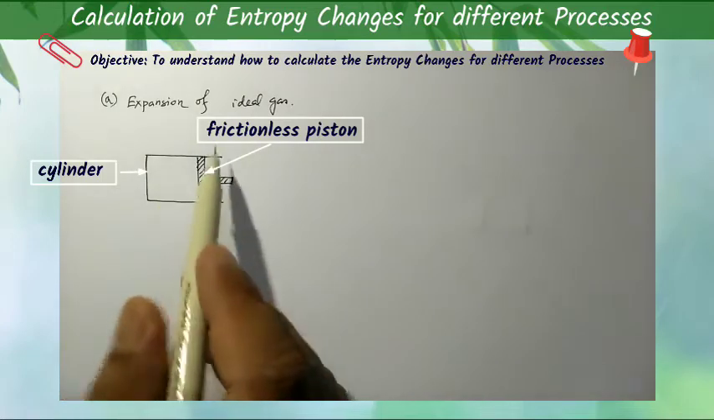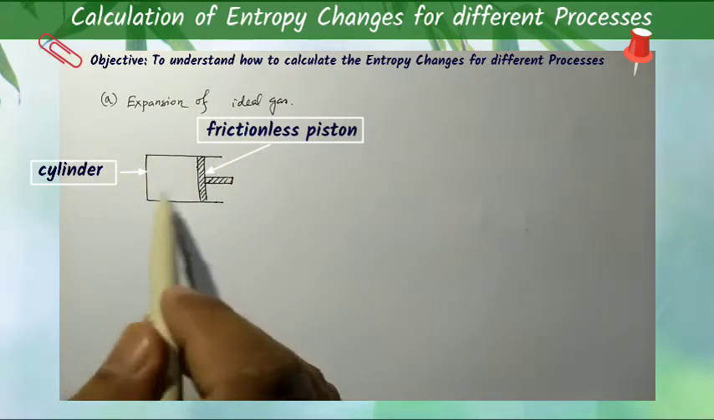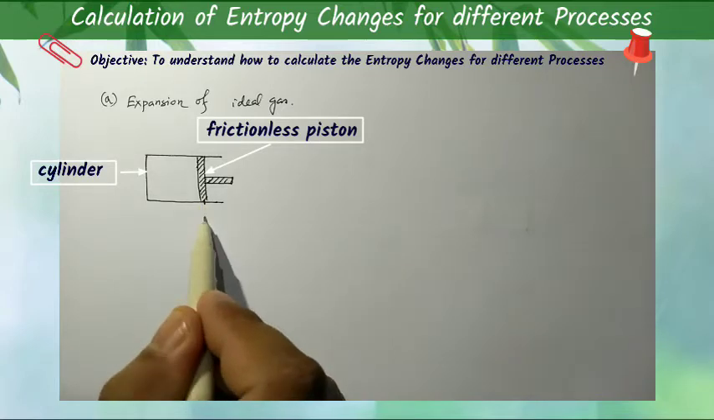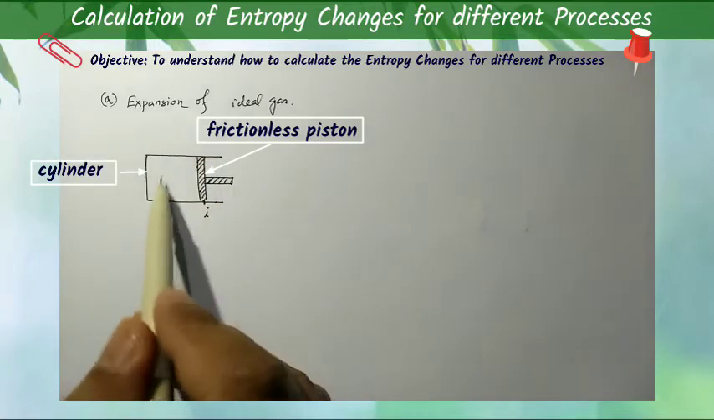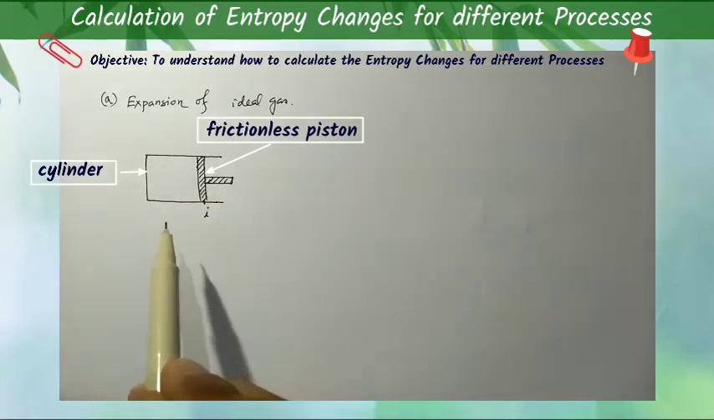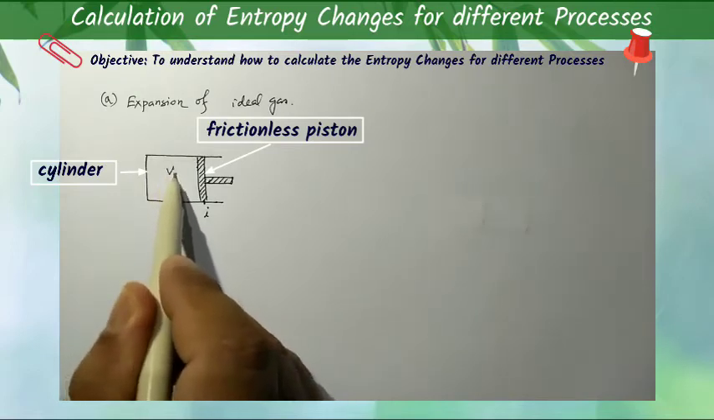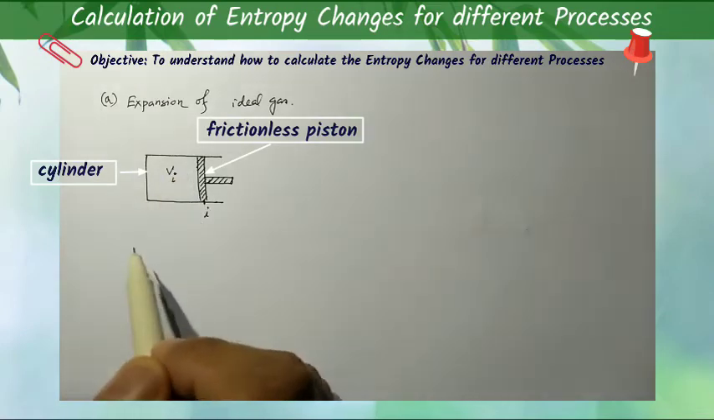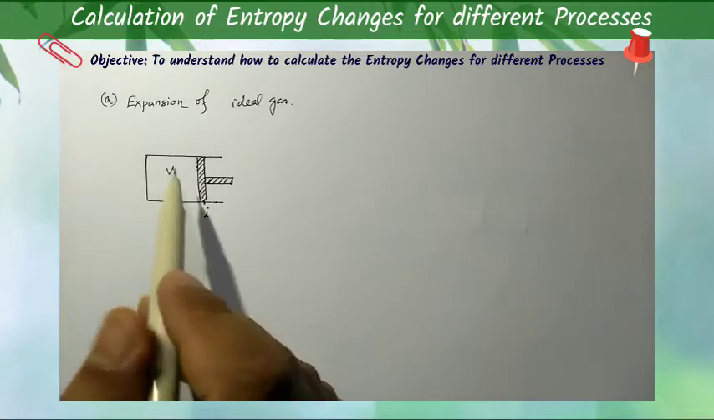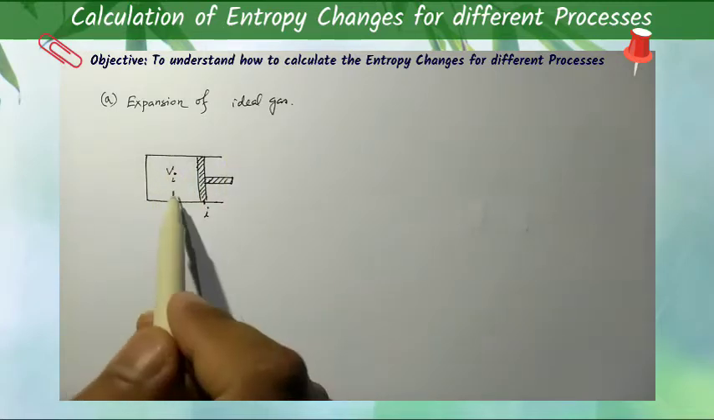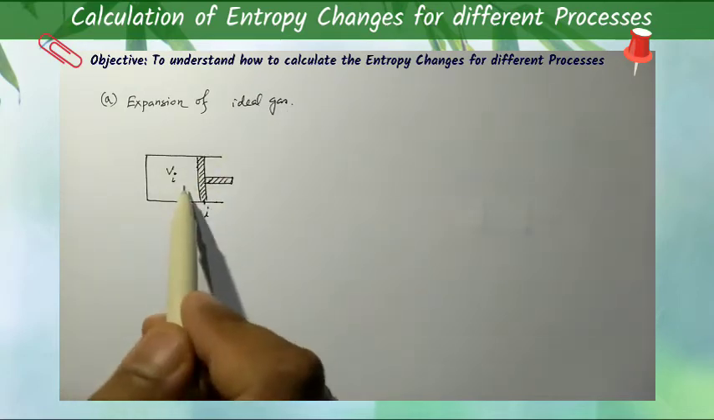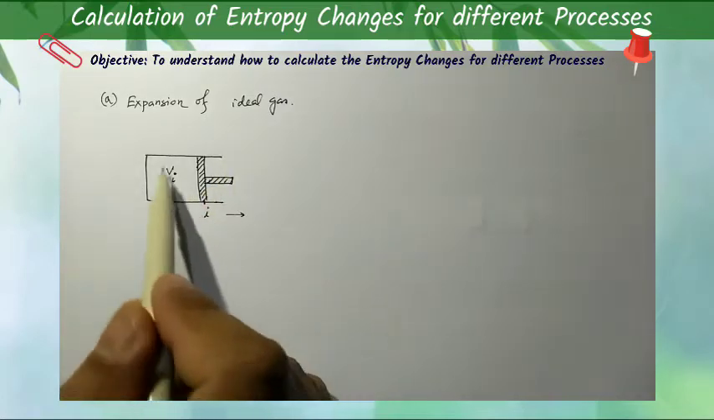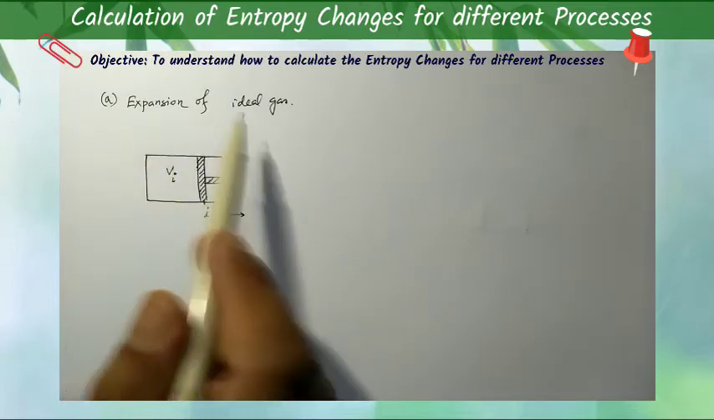Suppose we put this ideal gas inside this cylinder. Let's suppose the piston is initially at position I, and inside this cylinder the ideal gas is present. When the piston is at I, the volume will be Vi. Suppose the ideal gas can expand. If it expands, the piston will move in this direction, and that is how the expansion of the gas occurs.